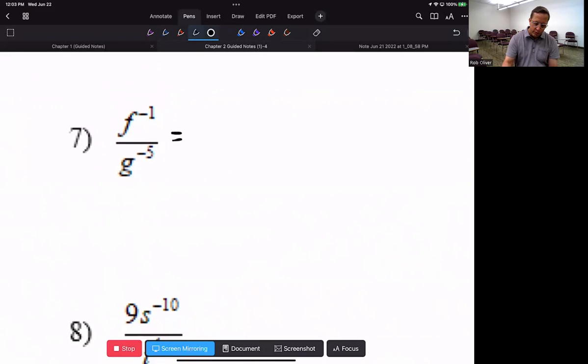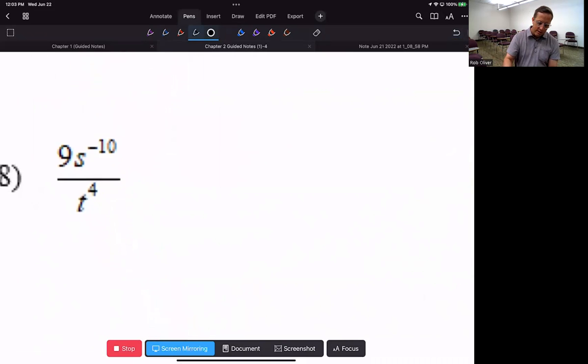So we'll do that. The G goes upstairs, becomes G to the 5th. The F goes downstairs and just becomes F. I mean, if you want to put a 1 there, you can. It's not wrong, but it's just not necessary. It was necessary when it was -1 because we wanted to show that it had a negative exponent. But when it's +1, we don't need to show that. We can just leave it off.